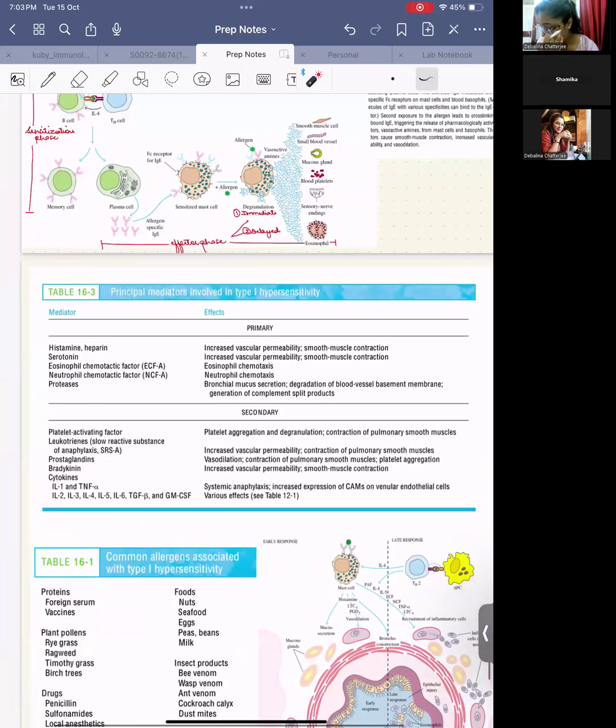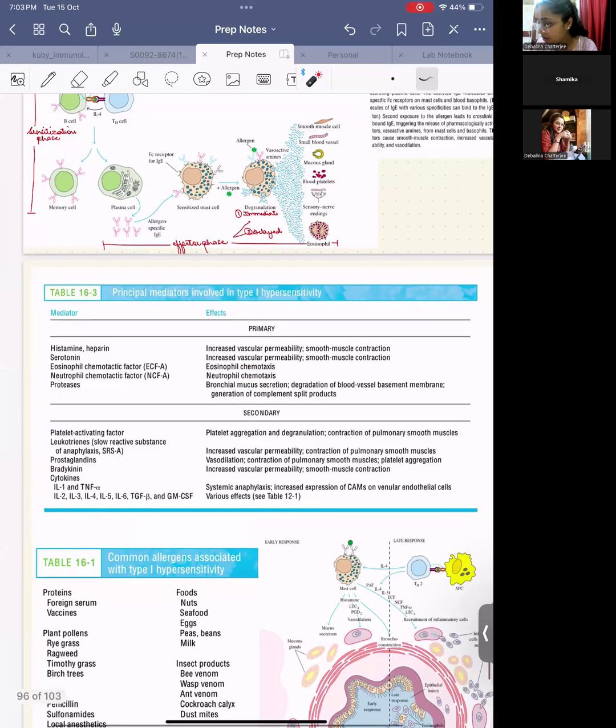Now we have some examples of the primary and secondary mediators. So essentially, what do they do? What is the function of those? Just a quick read. So it's histamine, heparin, serotonin. Most of them, if you see, are going to do something with the vascular permeability, or they will guide the chemotaxis of certain cells of our interest.